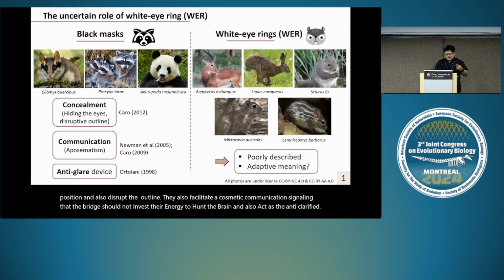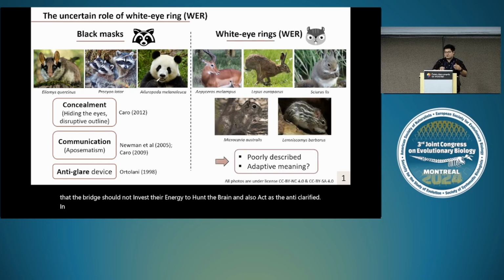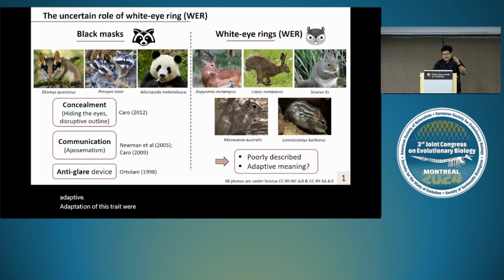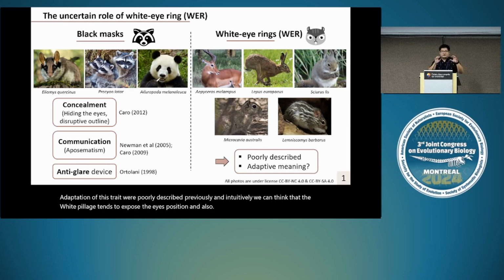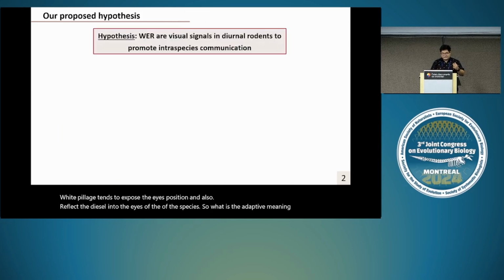In addition, many mammalian species possess white eye rings around the eye. However, the adaptation of these traits was poorly described previously, and intuitively we can think that the white pelage tends to expose the eye position and also reflect the glare into the eyes of the species. So what is the adaptive meaning of the white eye rings?